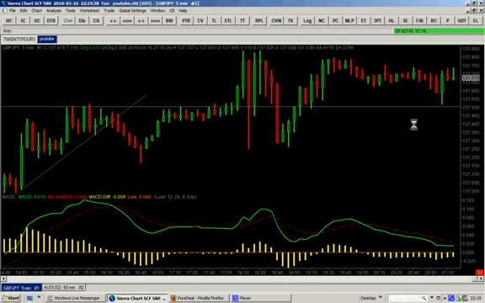So you pay attention to the price first, and then you can see when MACD gives a false signal. So I hope this helps you to filter out all the false signals of MACD.